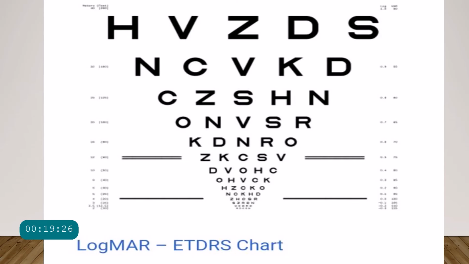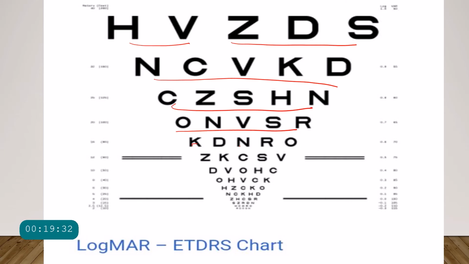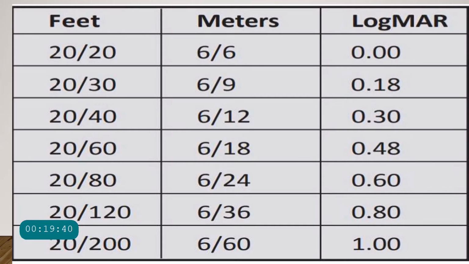That's important. You can see every line has about 5 letters, so the number of letters is the same. However, the visual angle that they are subtending keeps differing from the previous line by a unit of 0.1 log units. So this is the comparison between the feet notation, meters, and the logMAR of the Snellen's and the Logmar. You can see 20 by 20 is 6 by 6 in the metric notation of the Snellen's and 0.00 in the logMAR.